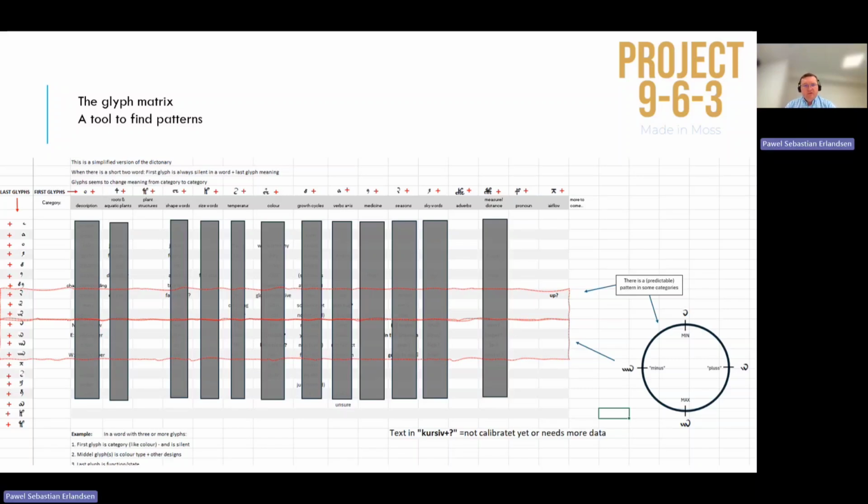It is also worth mentioning that a word must be at minimum two glyphs. So then you have the first glyph silent, which doesn't mean anything other than describing the correct category. And if it's just two glyphs, then the last glyph will give a meaning. And I have hidden the meaning for you now. It's not ready to be revealed.